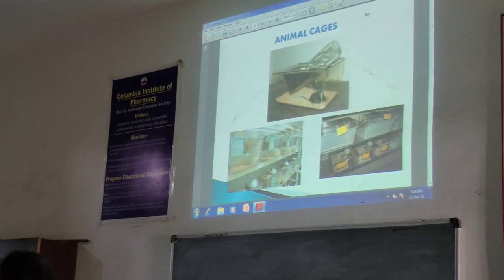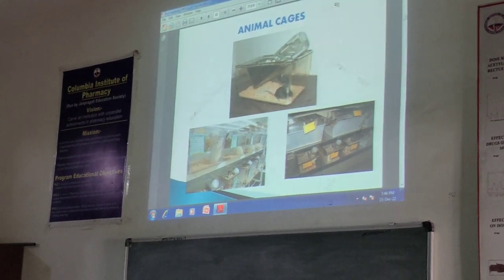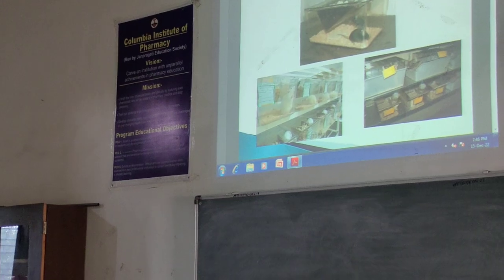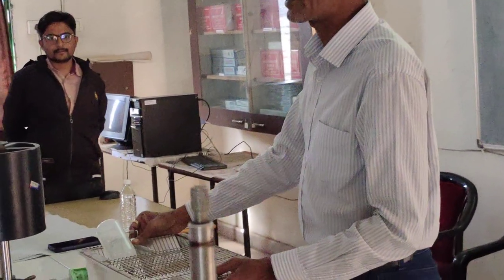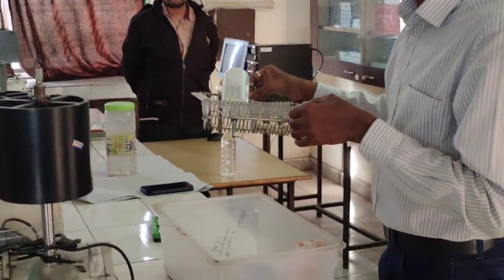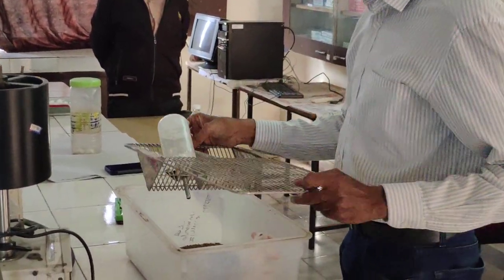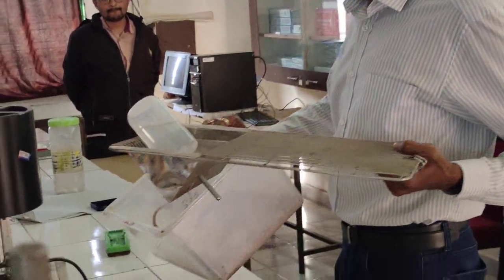If we are using an animal cage, this is the stainless steel lid. This particular lid is provided to protect the animal from the outside environment, and this is the polypropylene cage, and inside that cage there is a husk bedding.